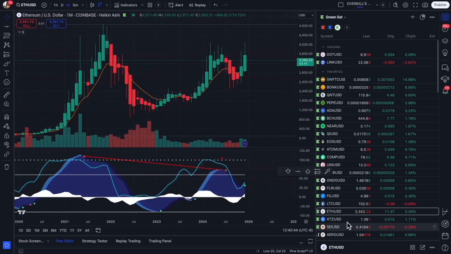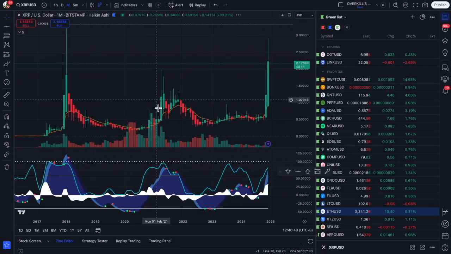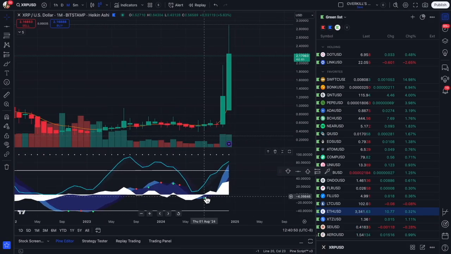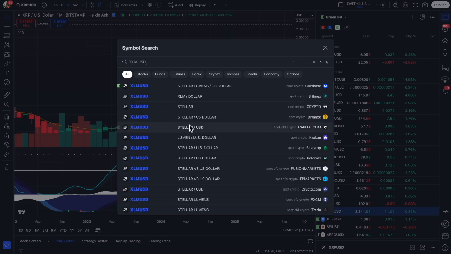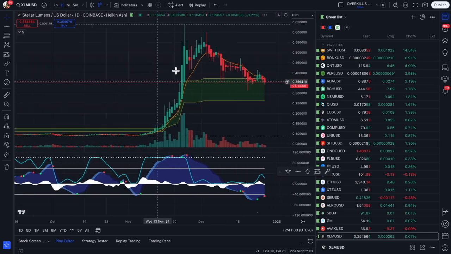ETH, Link, DOT, ADA, XRP, XLM. Look at XRP. We got the golden dot on XRP back in August. Look at XLM. XLM came right here in November at 9 cents. This thing shot all the way up to 60. Everyone's excited. Everyone's buying it. Everyone's talking about it up here at 60. But look what happened, right?